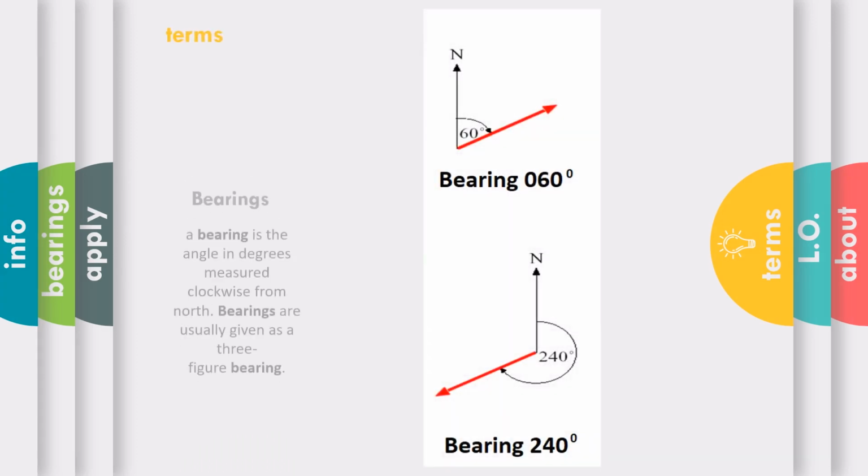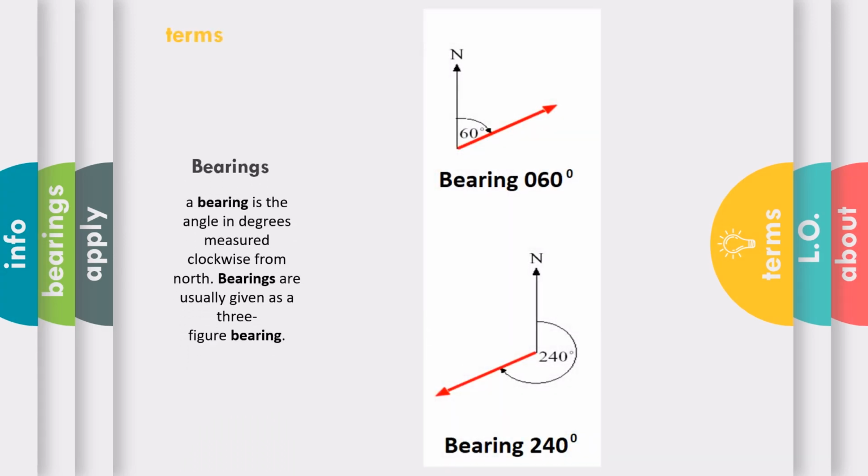A bearing is the angle in degrees measured clockwise from north. Bearings are usually given as a three-figure bearing. As you can see from our example, 60 degrees should be written as 060 degrees. And of course 240 degrees would simply remain the same as 240 degrees.